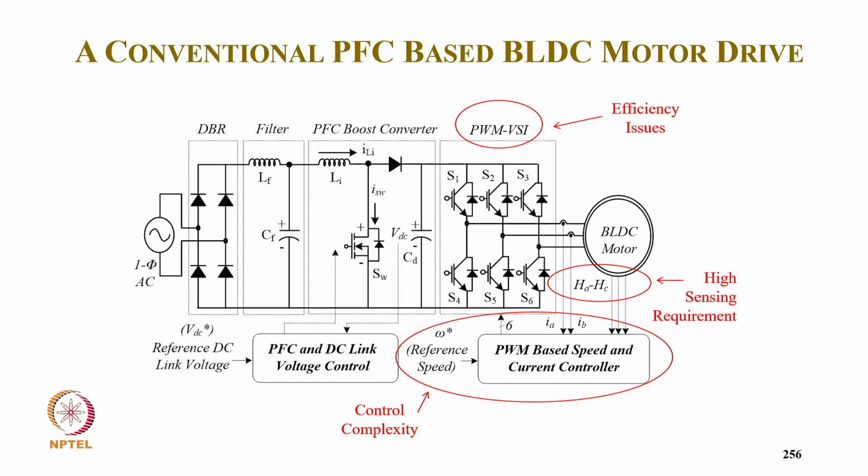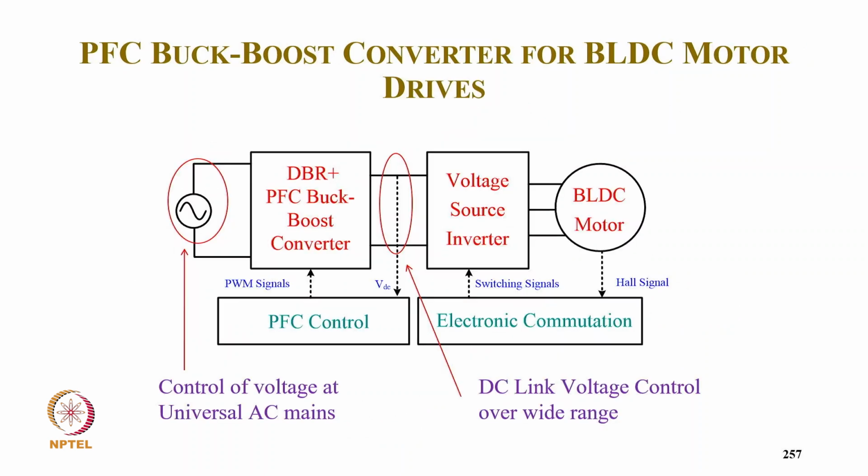Typically, if we talk about PFC boost control, we have an input diode rectifier with the ripple filter followed by boost converter. We have a power factor correction and DC link voltage control with, of course, sensing the input voltage, and we require the 2 current sensing, and we require 3 Hall effect signals. So you can see here we require almost 3 input signals, then 3 Hall effect and 2 current. So we require almost 8 sensors here in conventional, and PWM inverter gives even lower efficiency also. Hall sensing requires a high sensing requirement sensor and control complexity also.